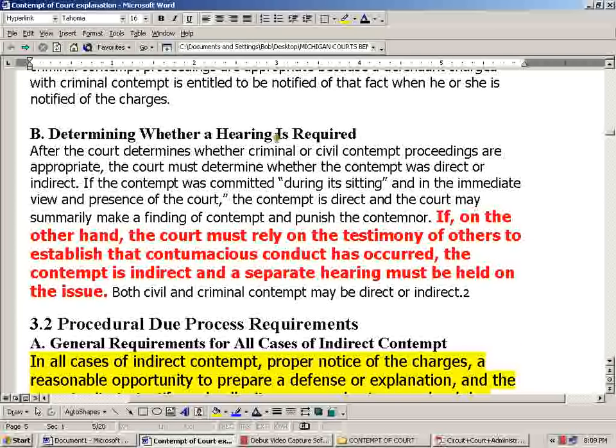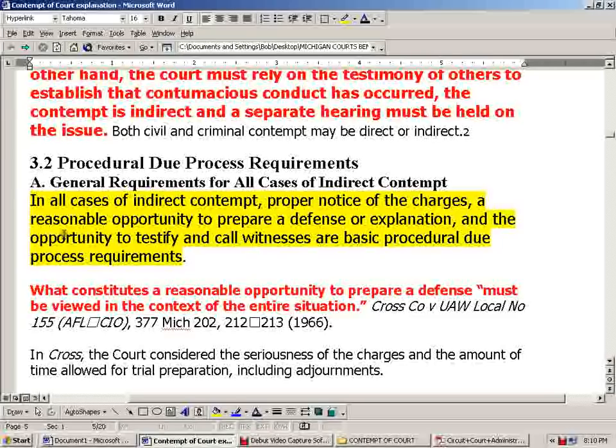Determining whether a hearing is required. After the court determines whether criminal or civil contempt proceedings are appropriate, the court must determine whether contempt was direct or indirect. If the contempt was committed during its sitting and its immediate view in the presence of the court, the contempt is direct, and the court may summarily make a finding of contempt and punish the contemptor. If, on the other hand, the court must rely on the testimony of others to establish that the contemptuous conduct has occurred, the contempt is indirect and a separate hearing must be held on the issue. I keep telling you what you need to do.